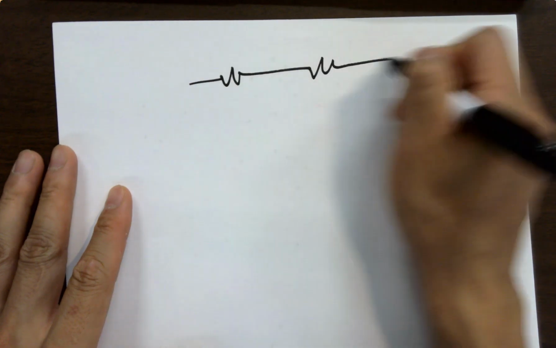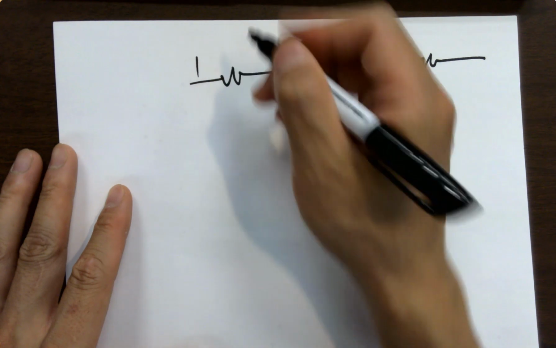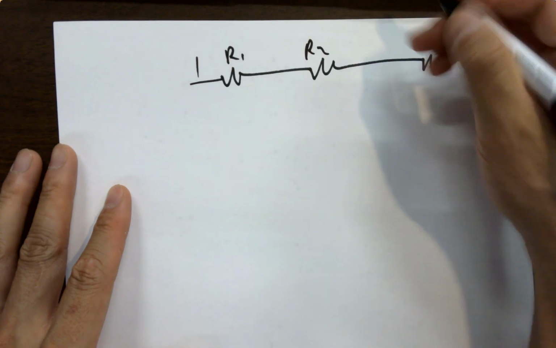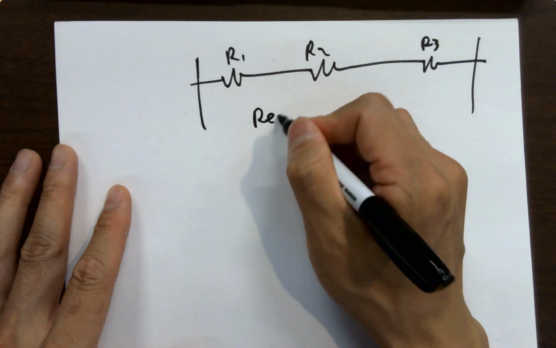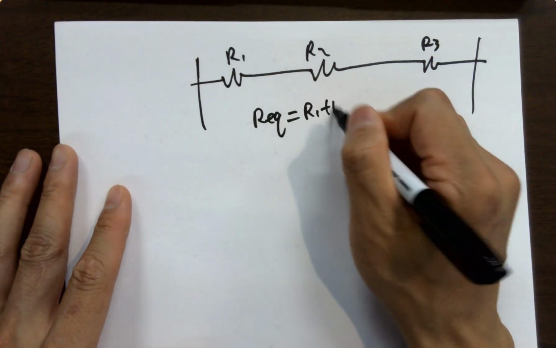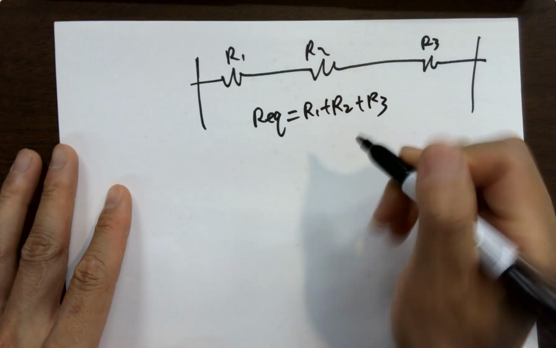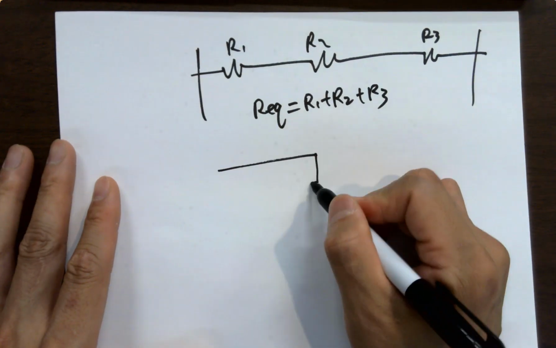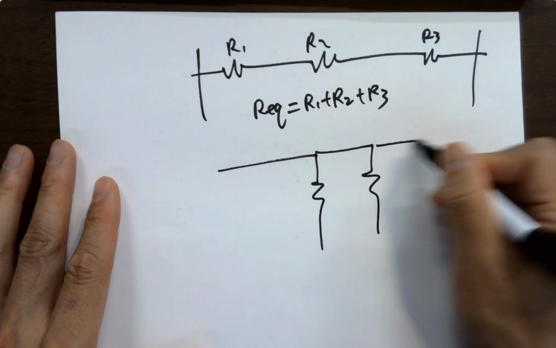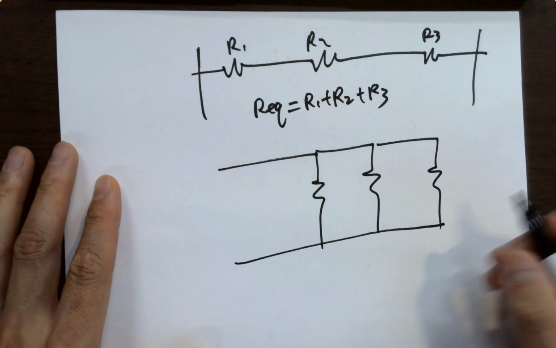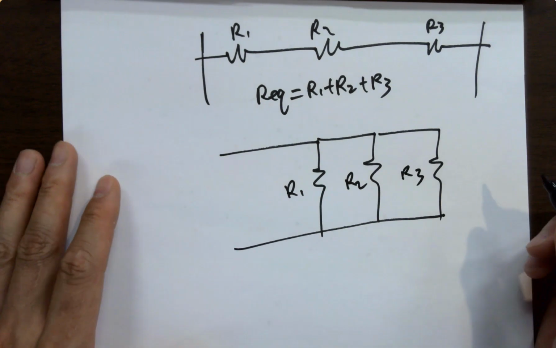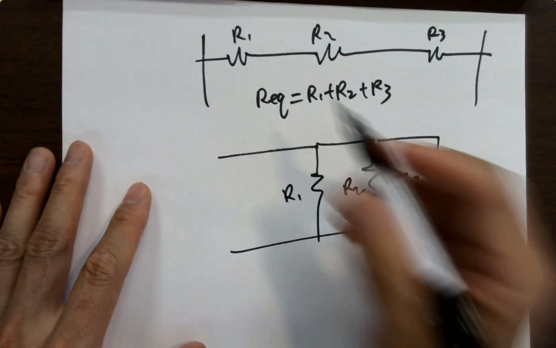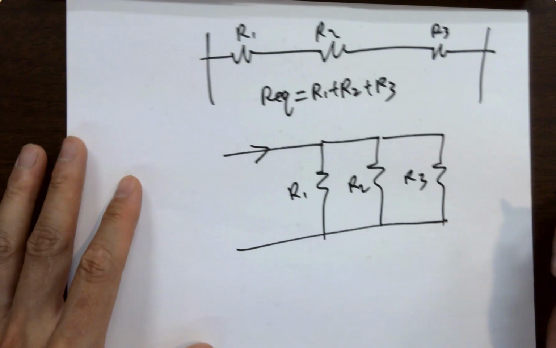Resistors in series, you know you have to add them together, right? So R1, R2, R3. The overall resistance, R equivalent, is R1 plus R2 plus R3. However, you have resistors in parallel: R1, R2, R3. So I have to use KCL to find out.